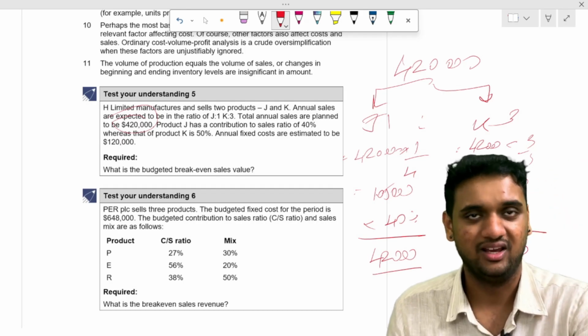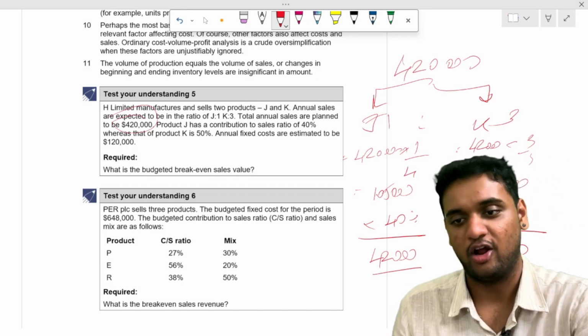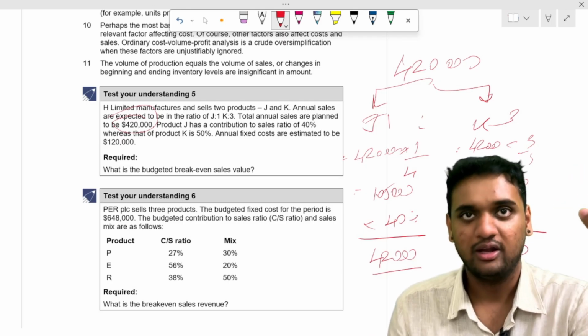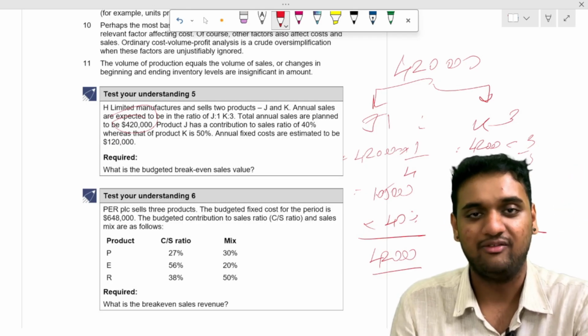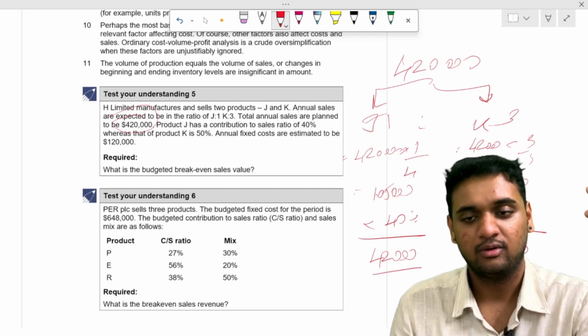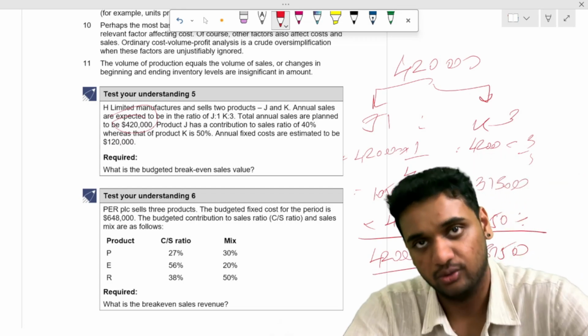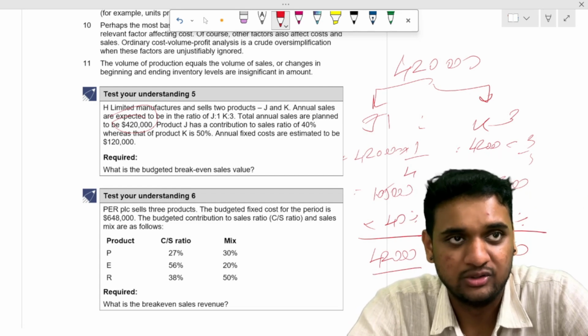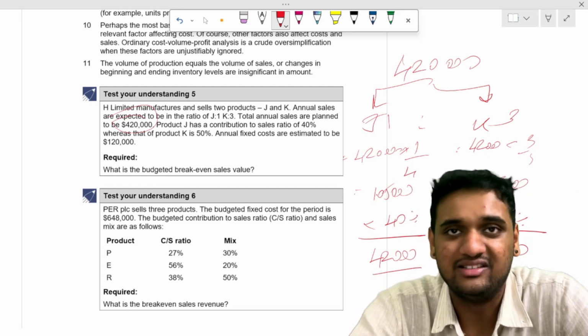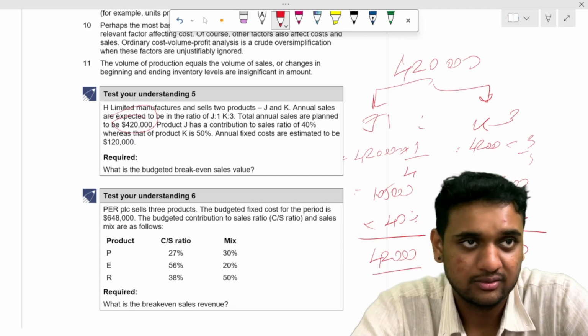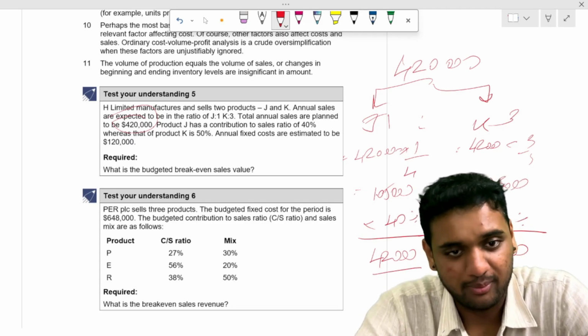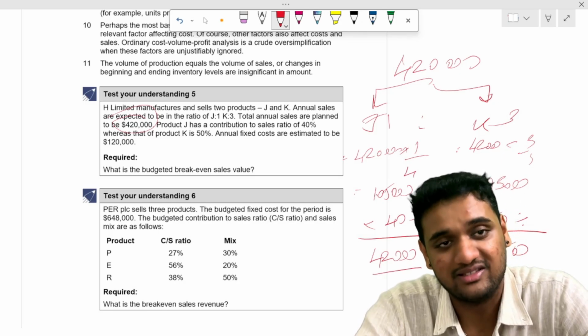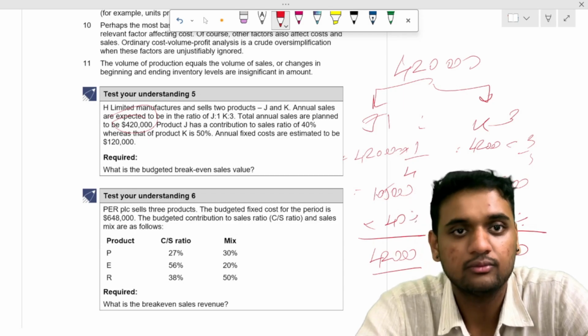Now it is very easy. Contribution of J we have, contribution of K we have. Add both, divided by total sale, 4,20,000. If you do that, you will get the weighted average CS ratio. Fixed cost 1,20,000 divided by weighted average CS ratio. If you put, you will get 47.5%. That is the weighted average CS ratio. What is the break-even sales? Break-even revenue.